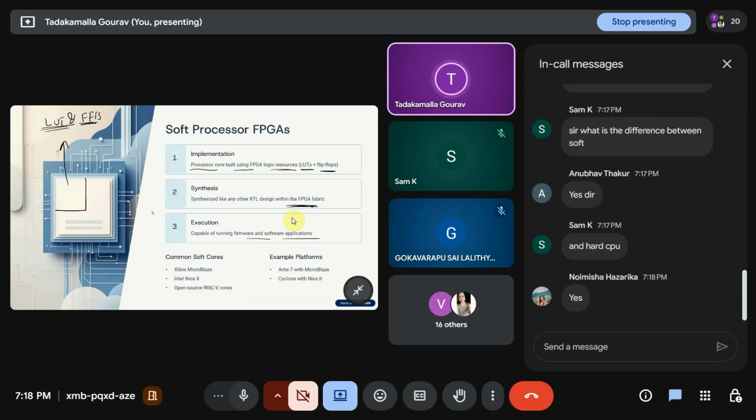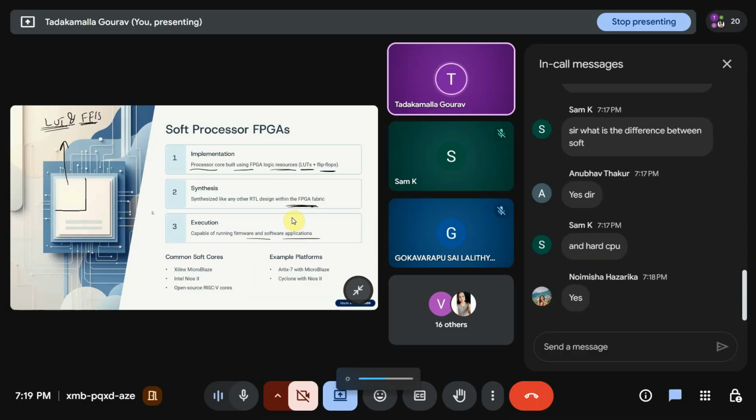So the difference between the soft processor and your FPGA with no processor, is it clear? Only one response. Yes, Ashish. Okay. Okay. Great.